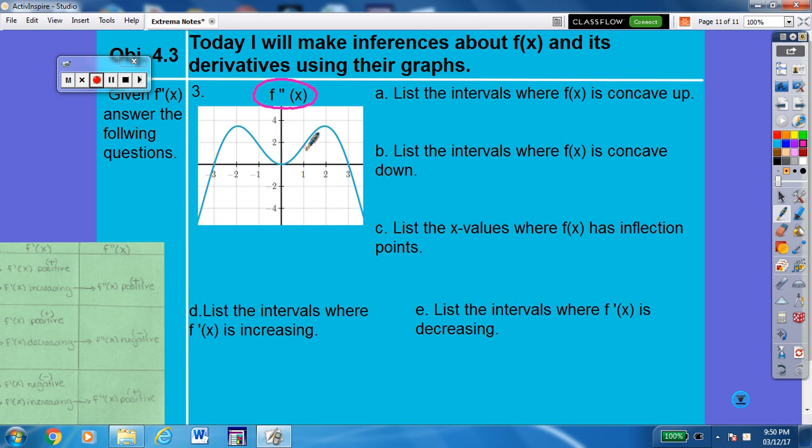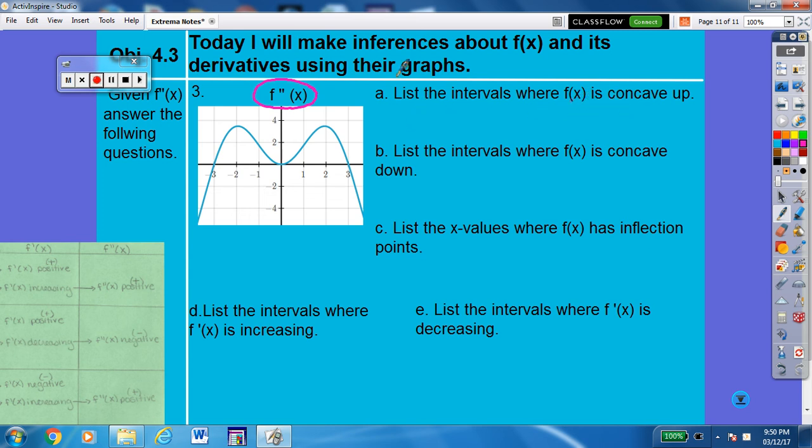What this means is you've never really seen the first derivative and you've never really seen the original. You've only seen the second derivative. And I can't ask you as many questions as I did about the other one, but I can ask you quite a few. So let's start with list the intervals where f of x is concave up.